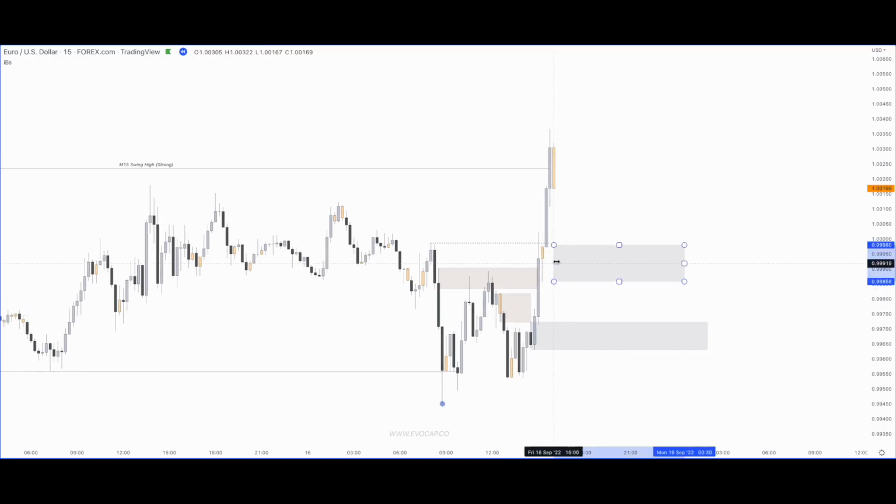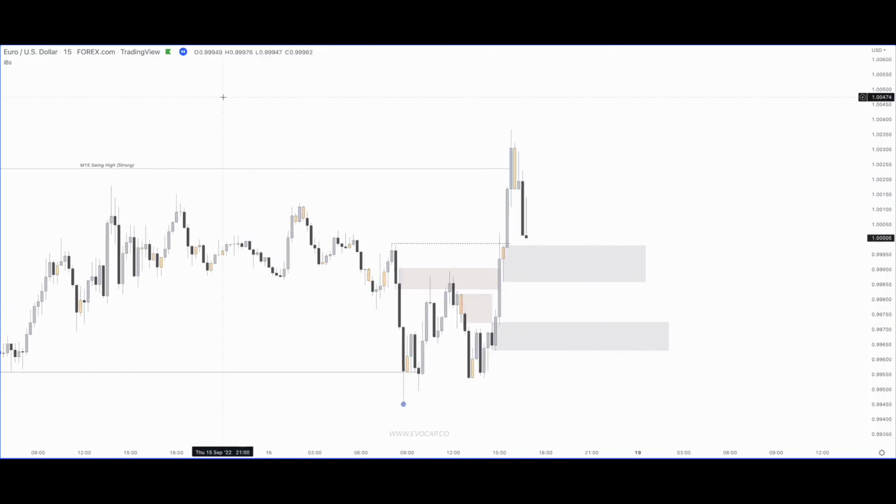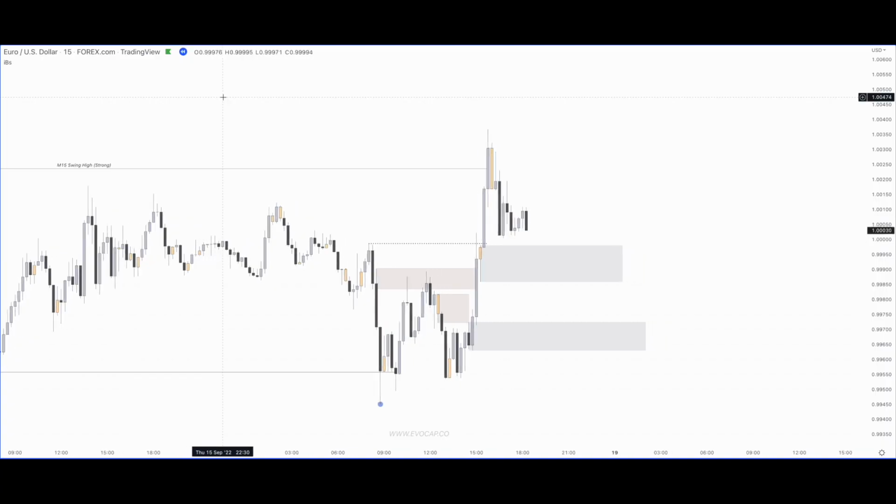Now, this is still valid. It's just about sat on the EQ of the leg. But I'd be very cautious that this zone here would be used as inducement for the extreme, okay? So let's just play a few more candles forward and see what happens.